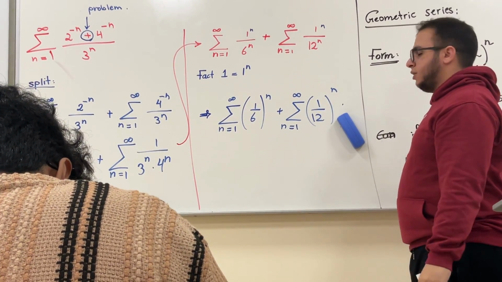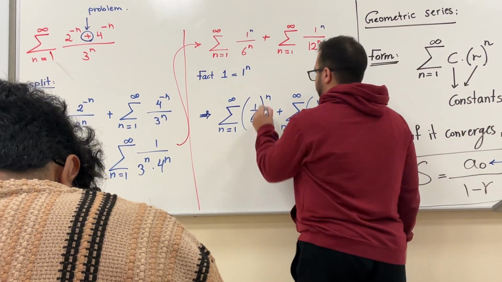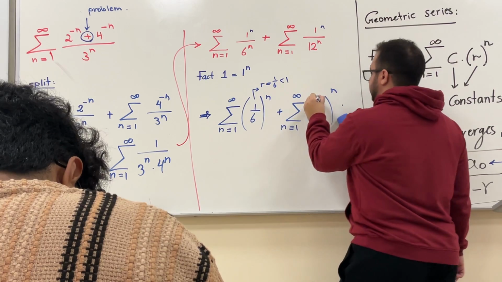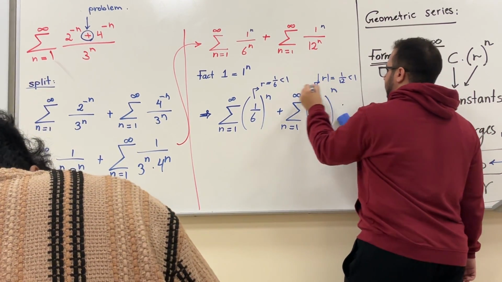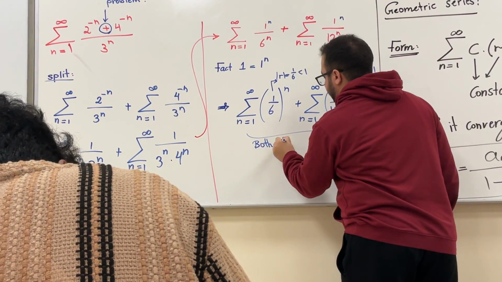I check convergent or divergent. Now it's written in the form power n, right? So I check if it's convergent or divergent. How much is r here? 1 over 6, less than 1, convergent. How much is r here? 1 over 12, less than 1, convergent. So both converge. So I don't care about the plus sign, right?